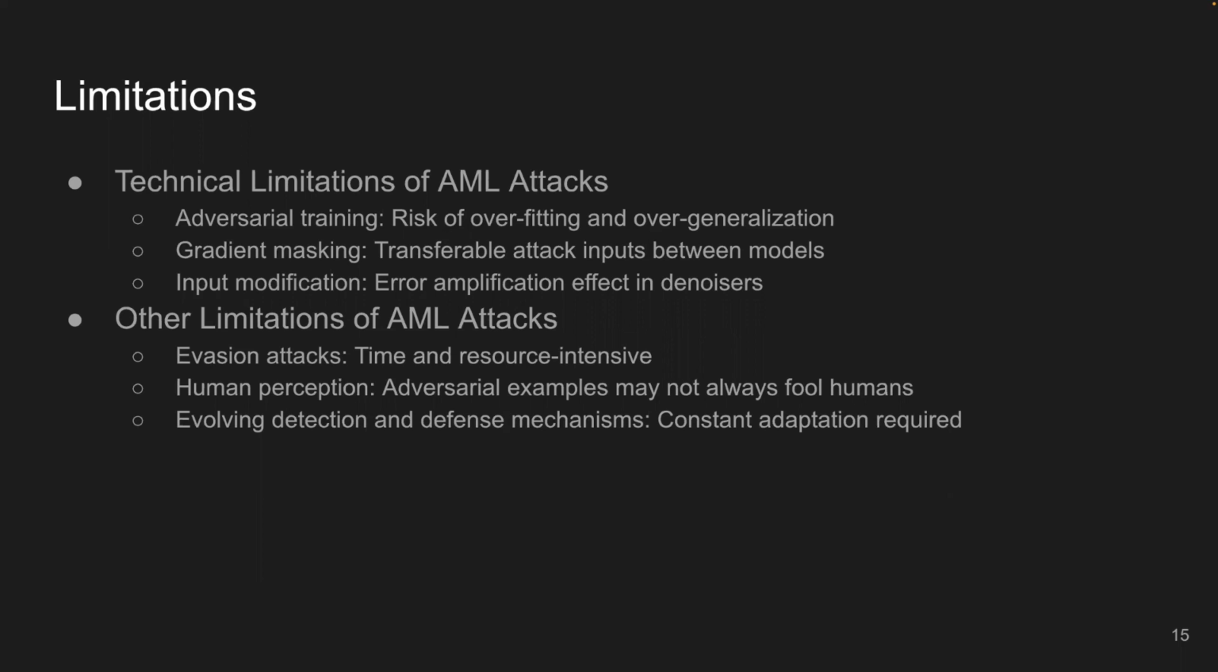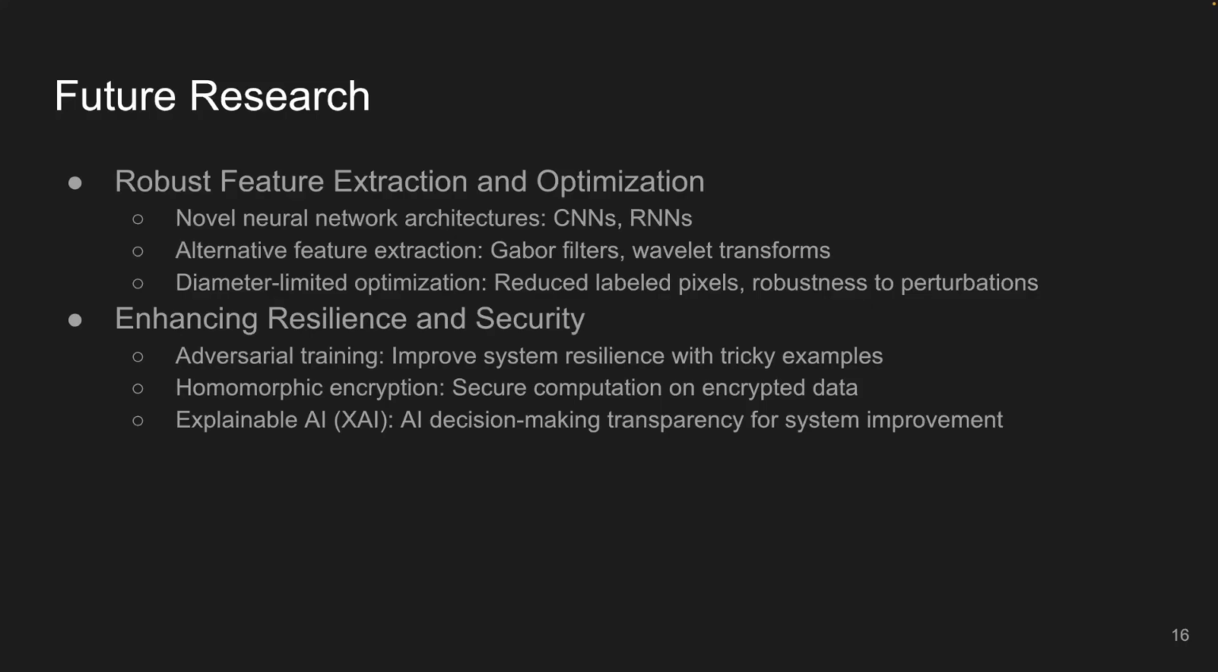Apart from technical limitations, AML attacks face other challenges, such as evasion attacks. Evasion attacks are time and resource intensive, which can limit large-scale attacks. Adversarial examples may not always fool human perception, as humans may see through the manipulation. Detection and defense mechanisms against AML attacks are continuously evolving, requiring attackers to constantly adapt and invest resources to develop new and more effective attack models.